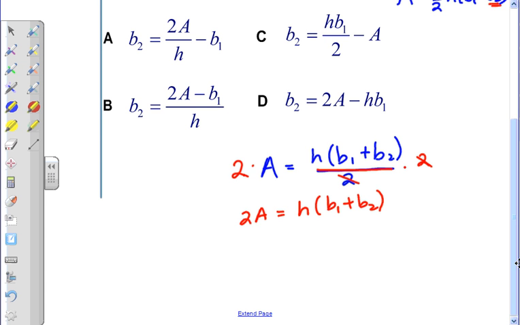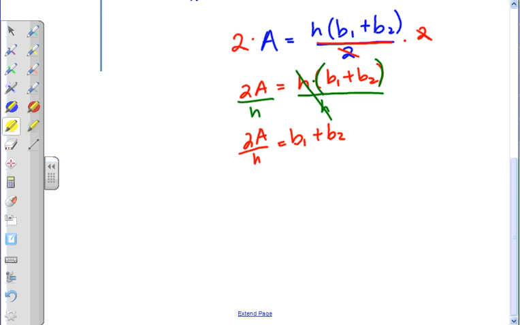Now again, we have a grouping symbol. So before I can undo anything in that grouping symbol, I have to undo what's on the outside of that grouping symbol, which is multiplication. So we'll undo that multiplication using division. H divided by H is 1. So on the left, that leaves me with 2A divided by H. And on the right, we'll have B1 plus B2. We're almost done.